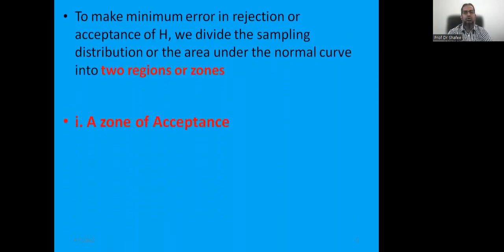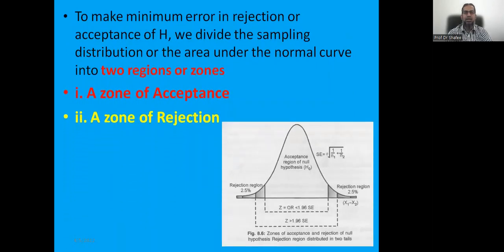Whenever we want to make minimum error in accepting or rejecting the hypothesis, we divide the sampling distribution, or the area under the normal curve, into two regions. This is a very important and very basic part of the testing of hypothesis. Here you can see this is the plain area and this is the shaded area. If our hypothesis or observation falls in this plain area, we accept the null hypothesis. So this is the acceptance region of null hypothesis.